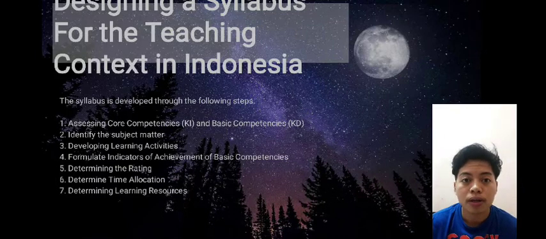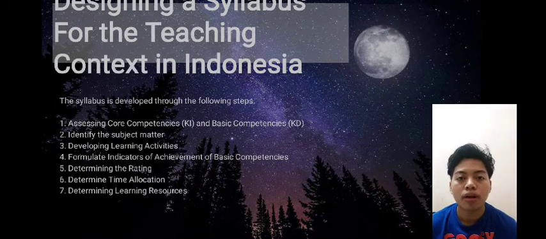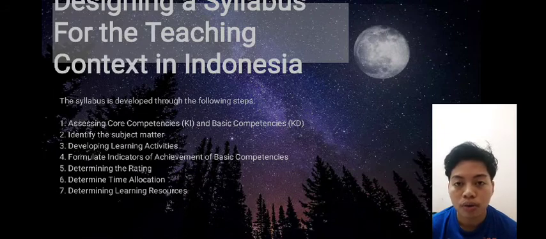7. Determining learning resources. Learning resources are reference objects and or materials used for learning activities in the form of print or electronic media, resource persons, as well as the physical, natural, social, and cultural environment. Determination of learning resources is based on competency standards and basic competencies, as well as subject learning material, learning activities, and indicators of competency achievement.